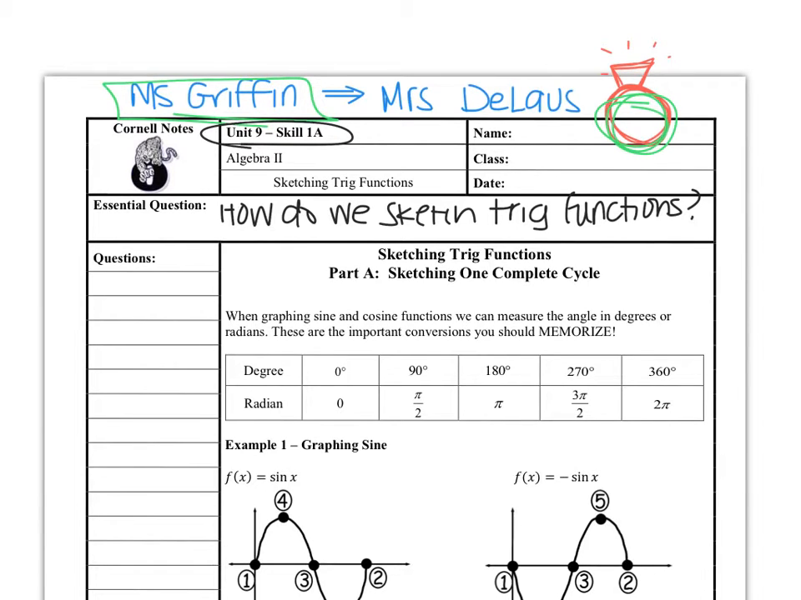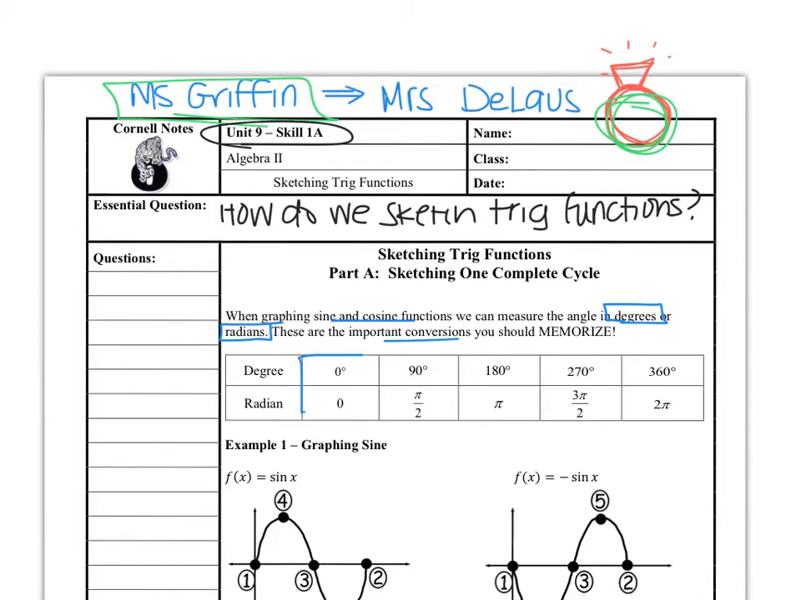So you probably have never seen a trig function before. It's used with sine, cosine, tangent, but we're going to focus on sine and cosine. And we can measure the angle in two forms, two units, degrees or radians. It's just like you can measure the length of your foot in feet or inches, right? So these are just little conversions that you should memorize.